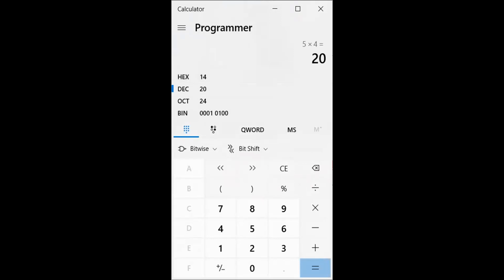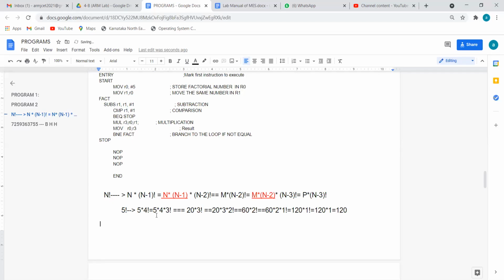Here I will write. Again I will come back to the browser where I have typed. See this number here I am writing. This one: 14 star 3 factorial. Hope it is clear now. Okay, 1 star 14 star 3 factorial. Next, back to the calculator.